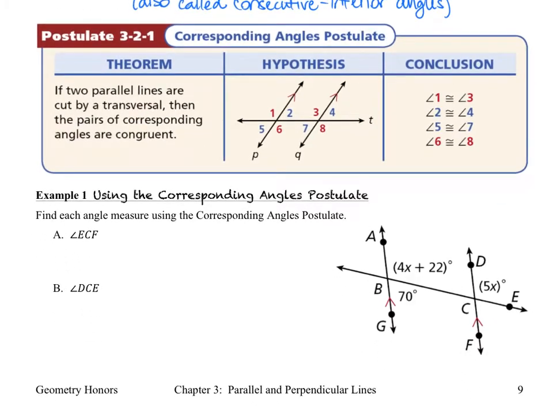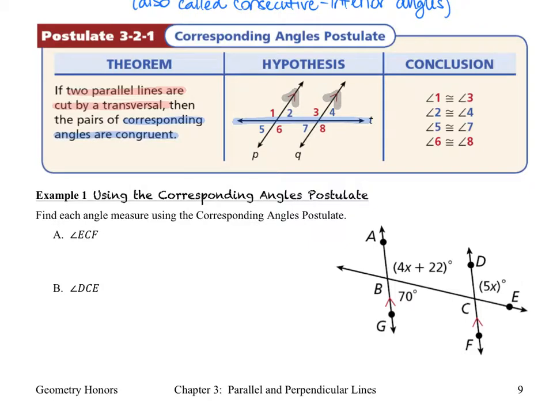Corresponding angles postulate says, if 2 parallel lines are cut by a transversal, then the pairs of corresponding angles are congruent. I want to remind you that these lines are parallel because they have those indicators. So lines P and Q are parallel in this picture. And what this says is if 2 parallel lines, which we have, are cut by this transversal line T, then the pairs of corresponding angles are going to measure the same. They're going to be congruent.